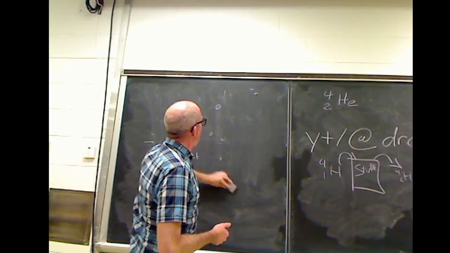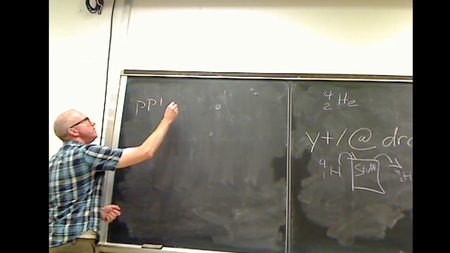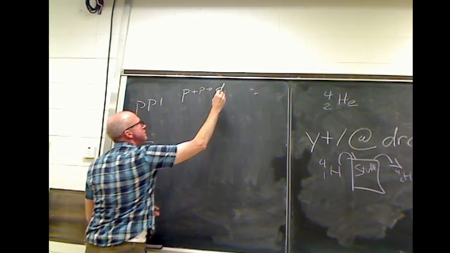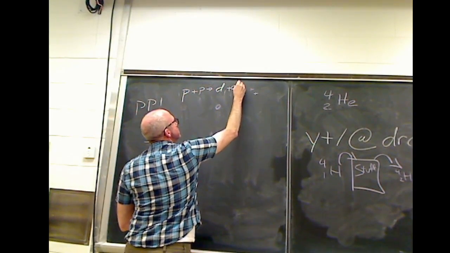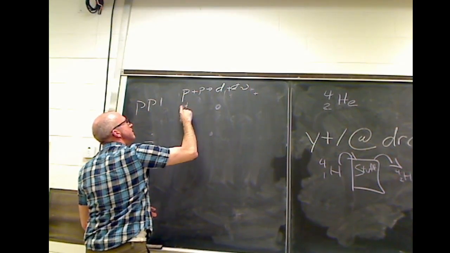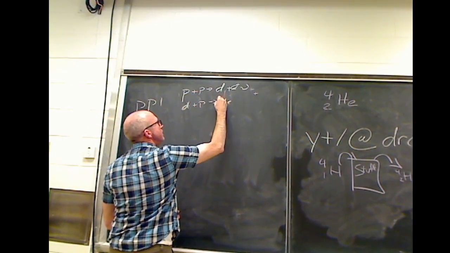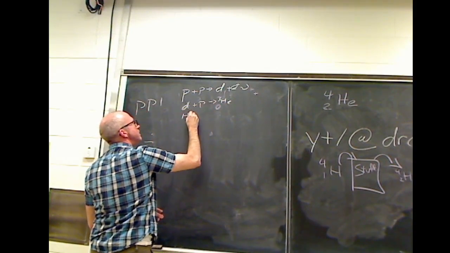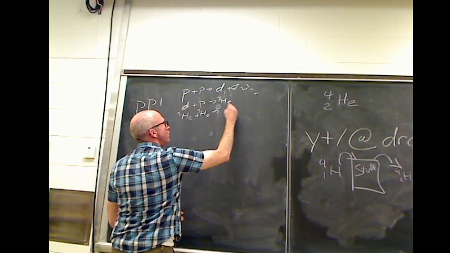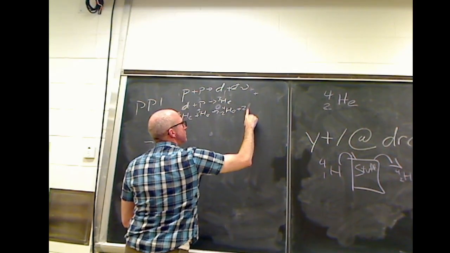So this is PP1. PP1 is proton plus proton gives me a deuteron plus a positron and a neutrino. And then D plus P gives me helium-3. And then 2 helium-3s give me a helium-4 plus 2 protons.